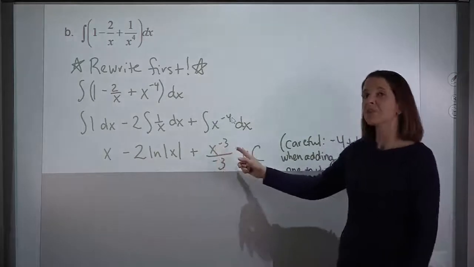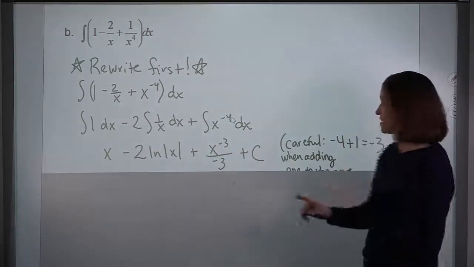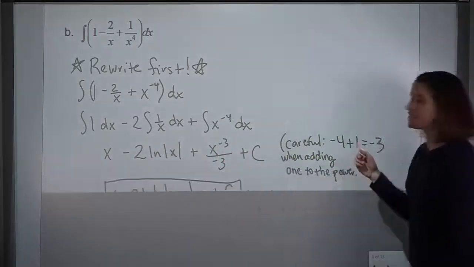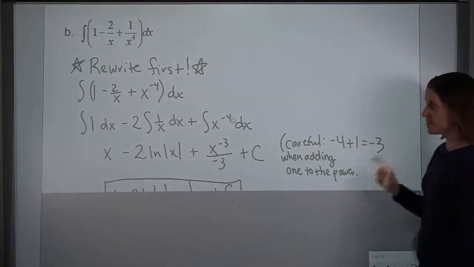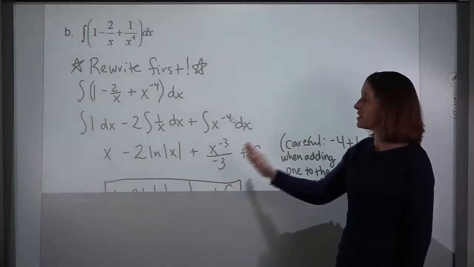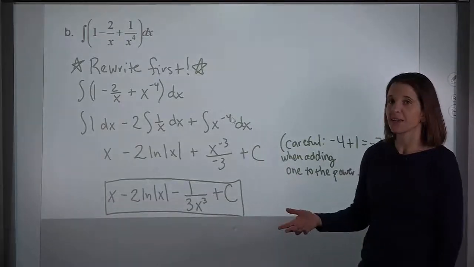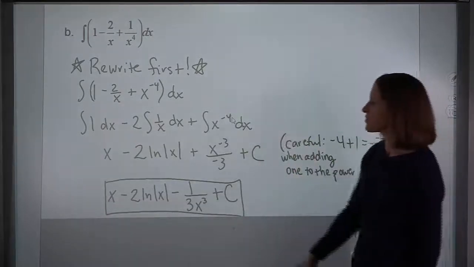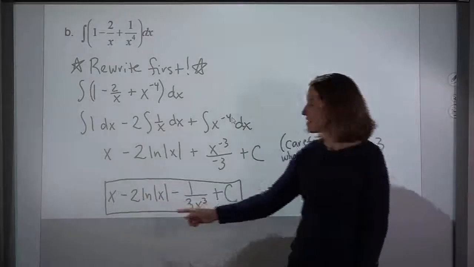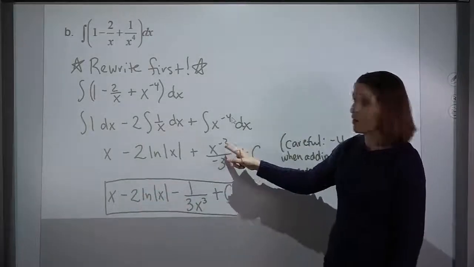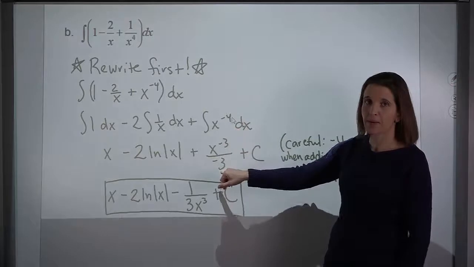And then here I add 1 to my power carefully, right? Negative 4 plus 1 is negative 3, and divide by that new power, and then I cannot forget my plus c. So cleaning things up and not writing negative and rational exponents, I have x minus 2 ln of x minus, so the 3 was already in the bottom and it belongs there.